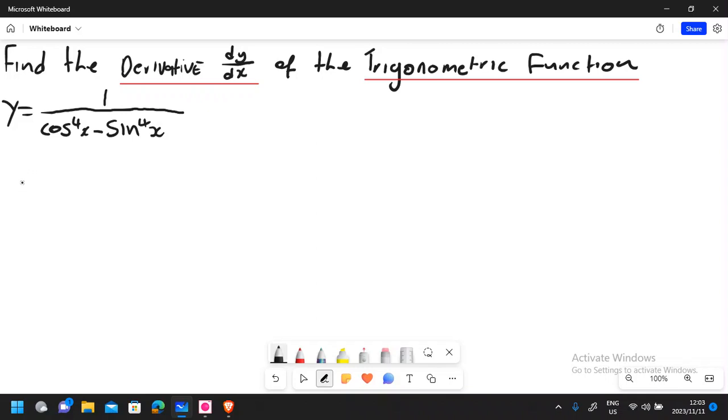Today on this video we'll be deriving the following functions that you should see there. Alright, so this function here guys, before we do it, you can pause and try to find the derivative of it.